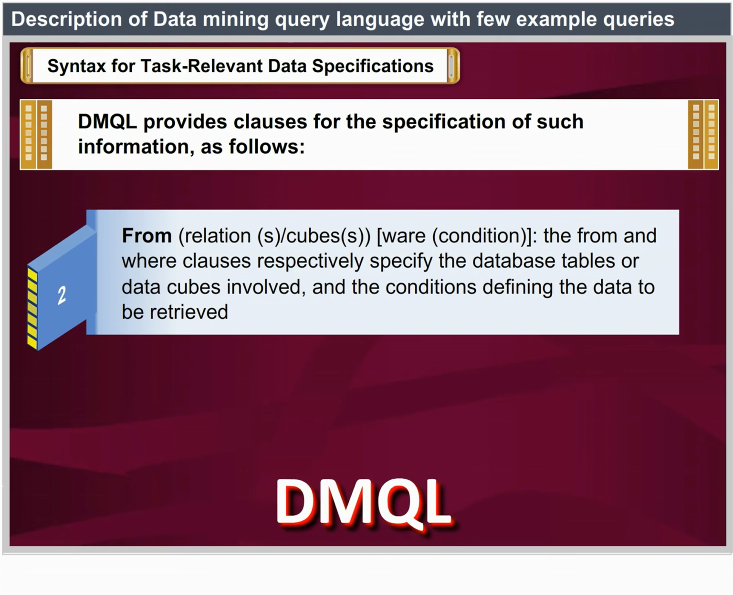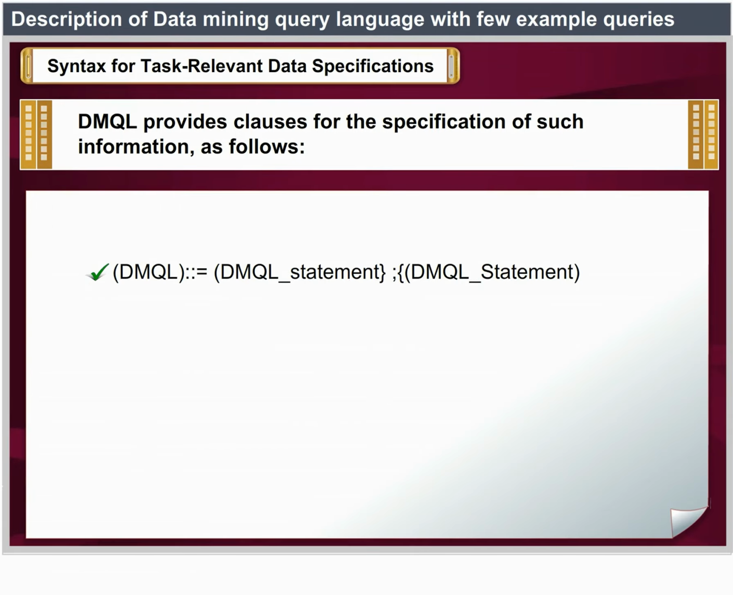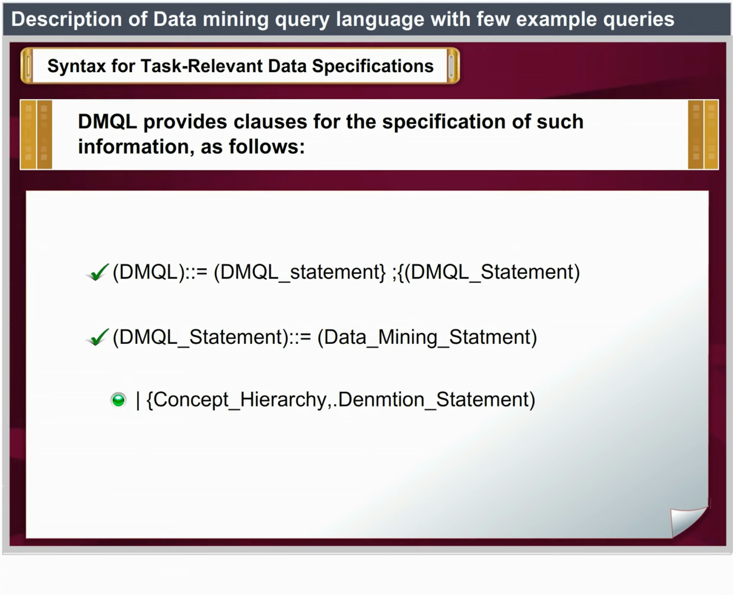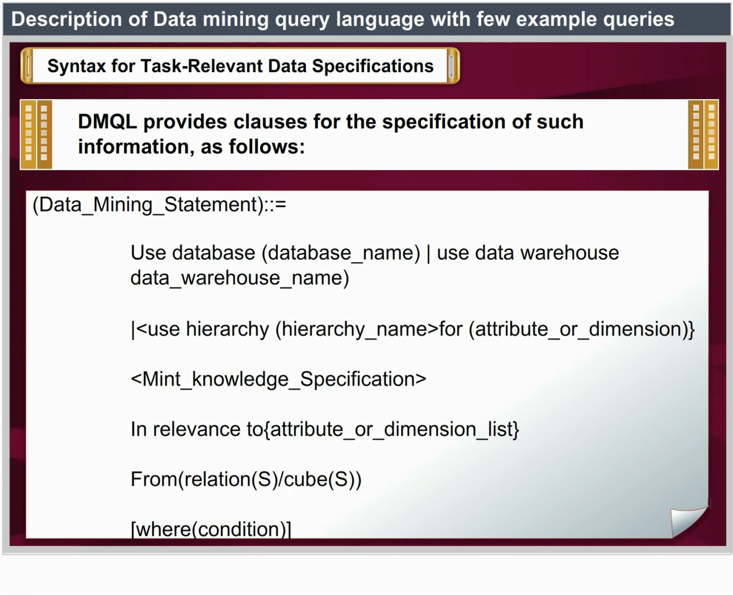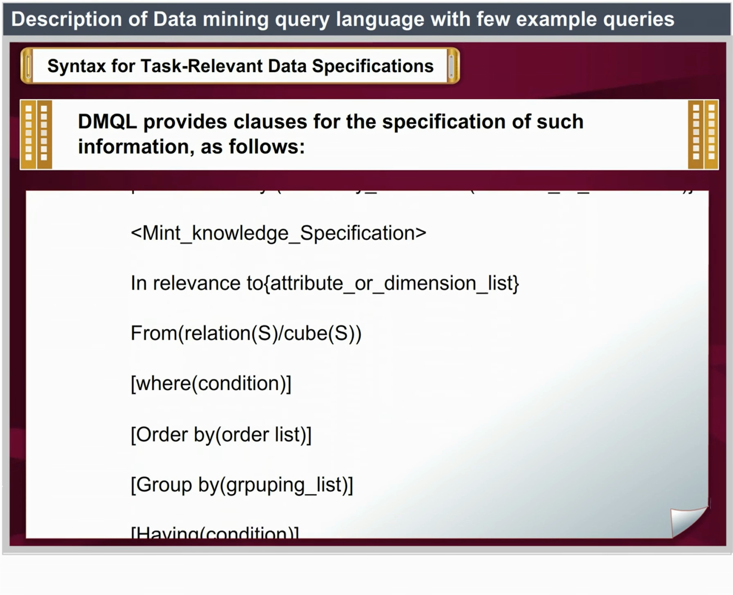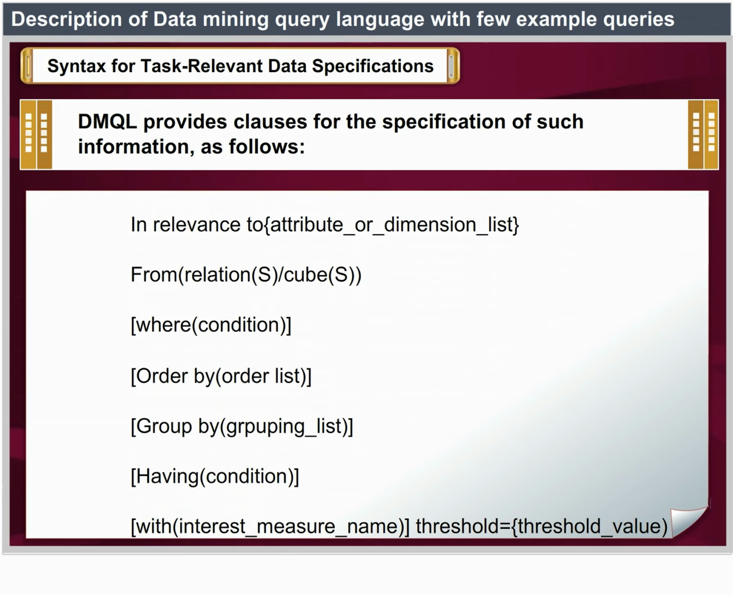DMQL equals DMQL statement. DMQL statement equals data mining statement or concept hierarchy dimension statement or visualization and presentation. A series of data mining statements are shown in the subsequent slides. In relevance to attribute or dimension list. This clause lists the attributes or dimensions for exploration.